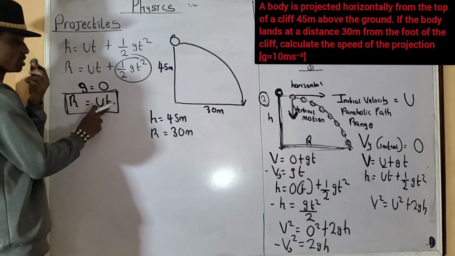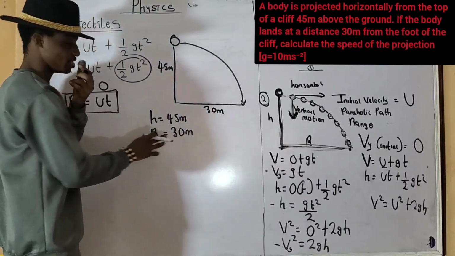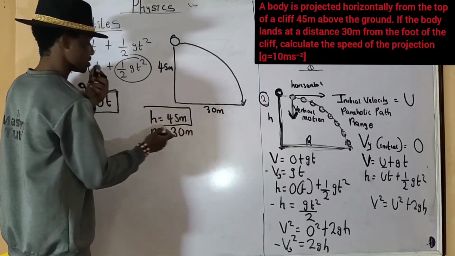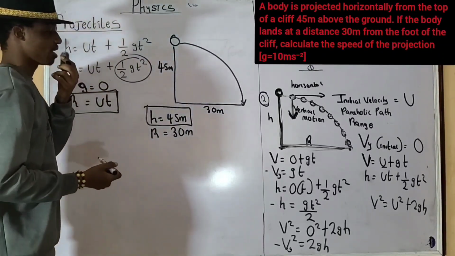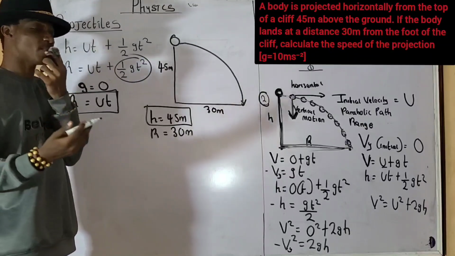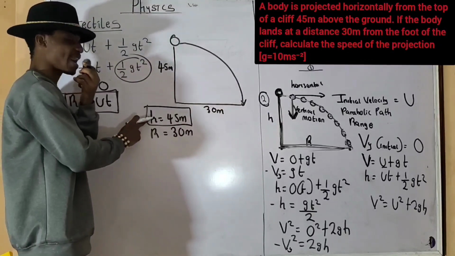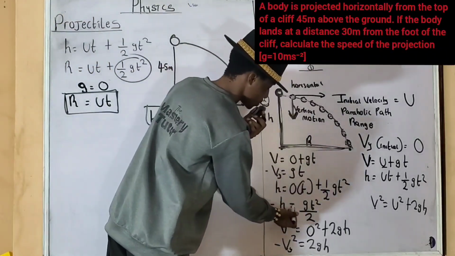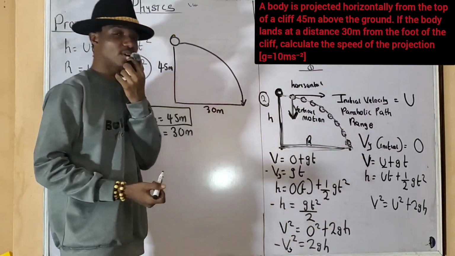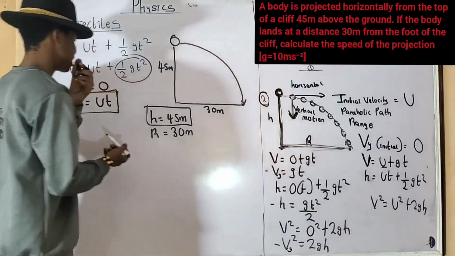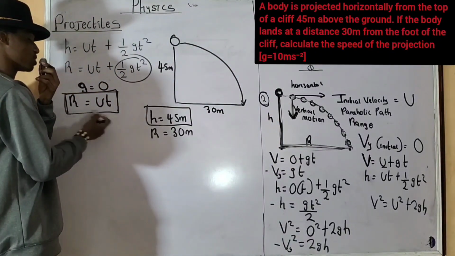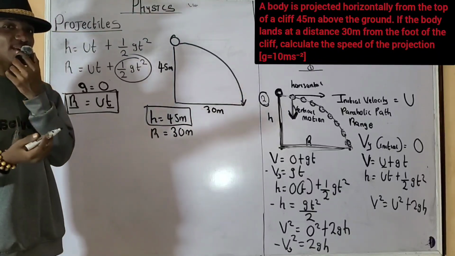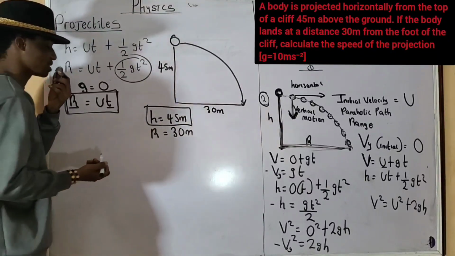R equals to ut. Do you know why? Because now you are given the range. The range is 30 meters. So you are given another parameter here, which is the height. Is there any formula relating the height and the time? There is. You can make use of this: h equals to gt squared over 2 to get the time, because you cannot get the initial velocity using this formula without knowing the range and the time. So what we need now is the time.